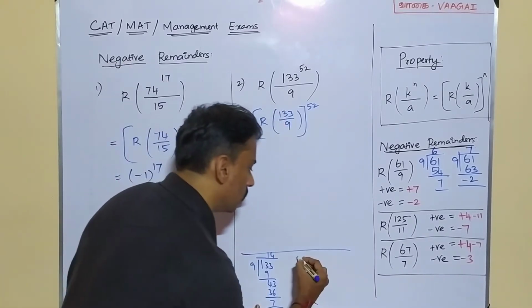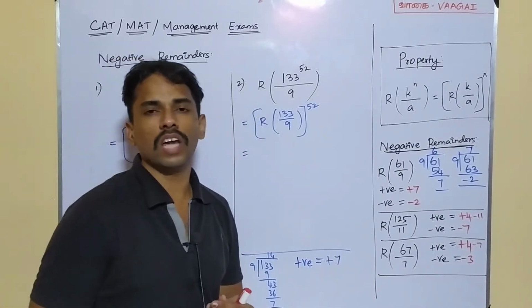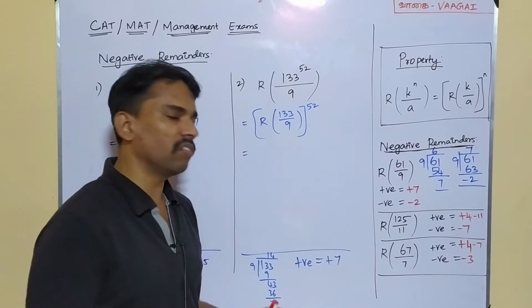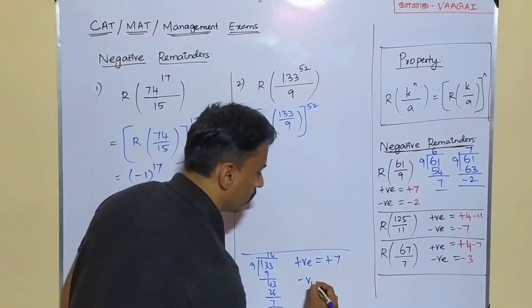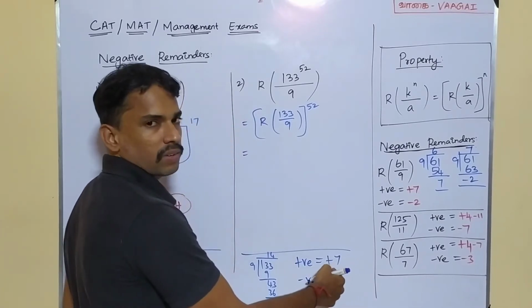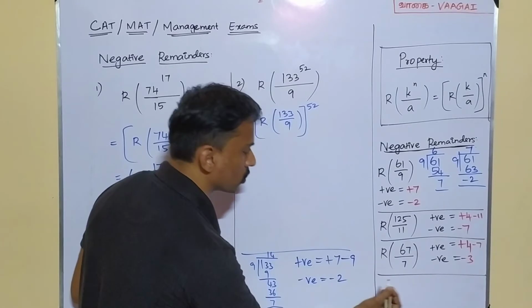But this 7 is in terms of positive remainder, it is plus 7. But shall we try to express this positive remainder as a negative remainder? In terms of negative remainder, this same plus 7 will now become 7 minus 9, it will become minus 2.